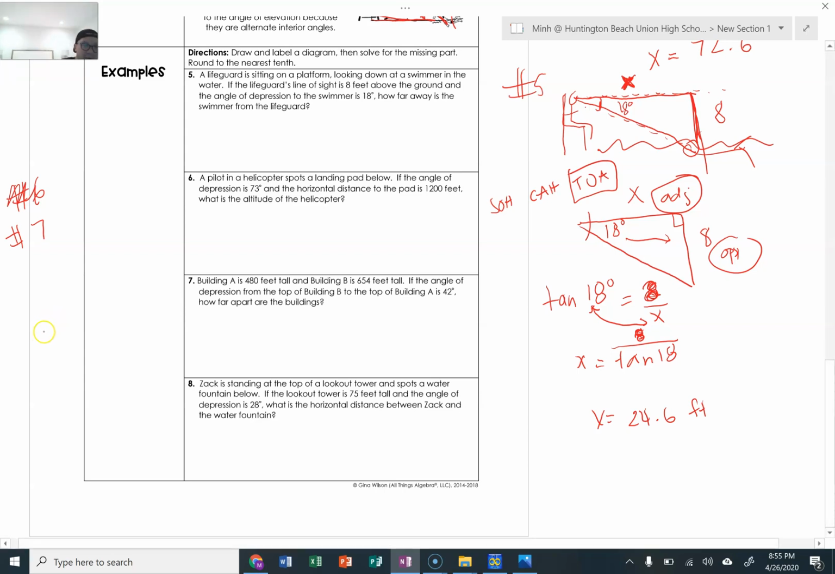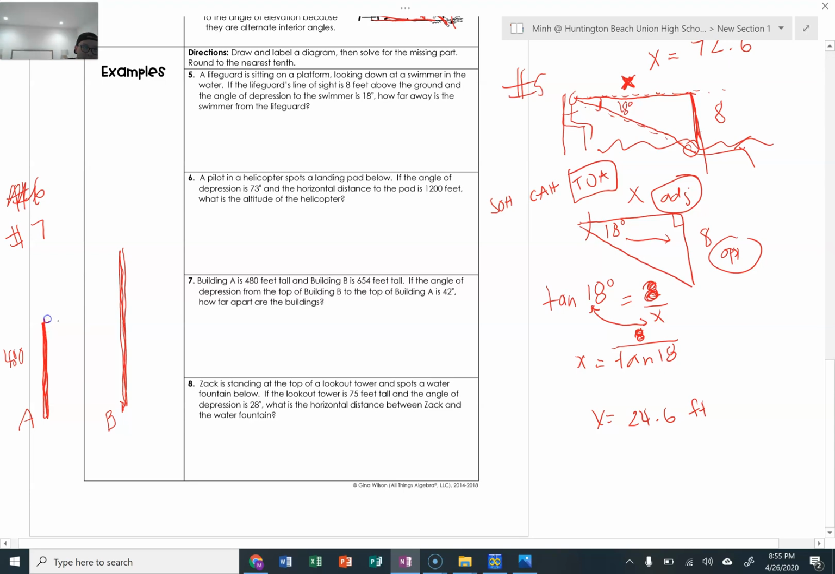So for this one right over here, we'll have one building right over here, right? This is the side. We'll call this building A. And then we know that one is going to be 480 feet tall, right? 480 feet tall. We have a second building, 654 feet tall, building B. We're going to draw that a little bit larger, okay? A little bit larger. So this one is going to be building B. So they're asking you, well, how far apart are they?